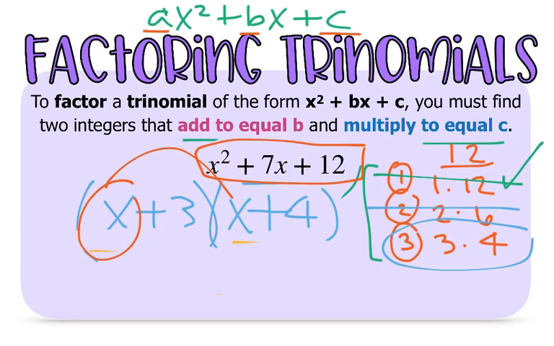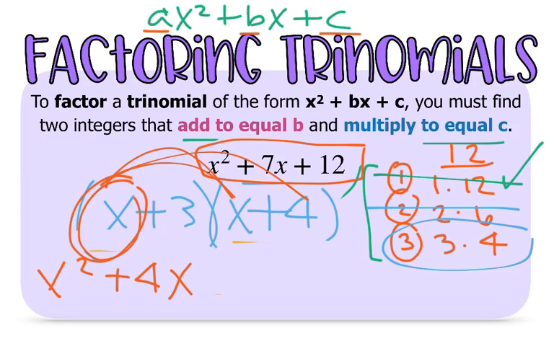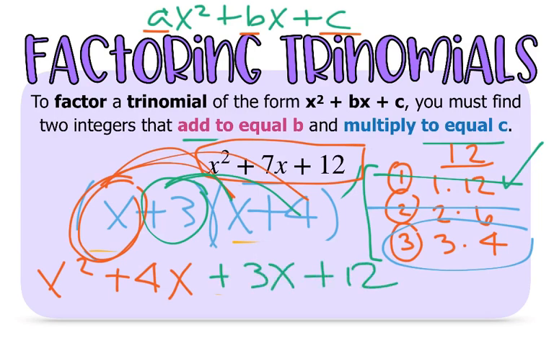Remember, this is sometimes called foiling. I'll take the first term, x, and multiply it to both things in the second binomial. That gives me x squared plus 4x. This is exactly what we did on the last screen. Then I'll take the second term, 3, and multiply that to both things. That gives me 3x plus 12. Then I'll combine any like terms. 4x and 3x gives me 7x.